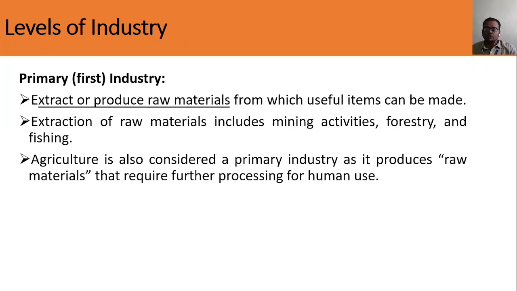We usually call agriculture a primary industry. It is because they produce the raw materials that require further processing for human use. It can be rice, wheat, and any edible items through which we'll develop different products, inclusive of the FMCGs, which means fast-moving consumer goods.